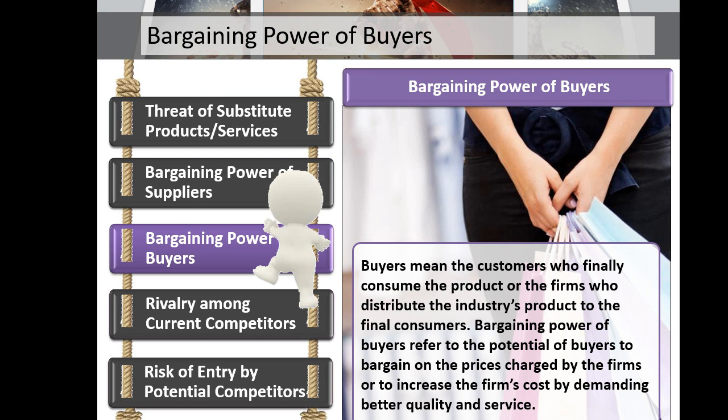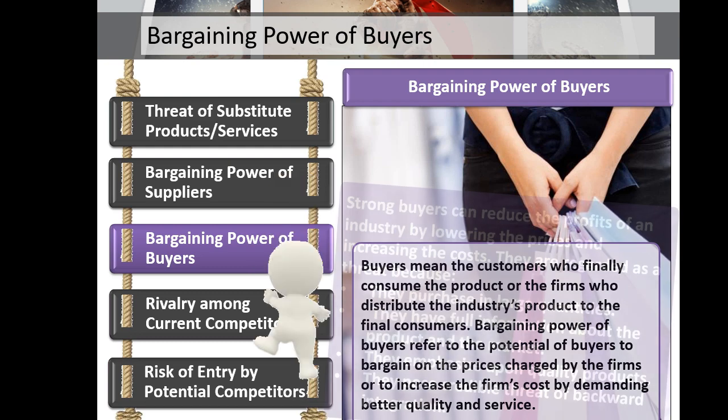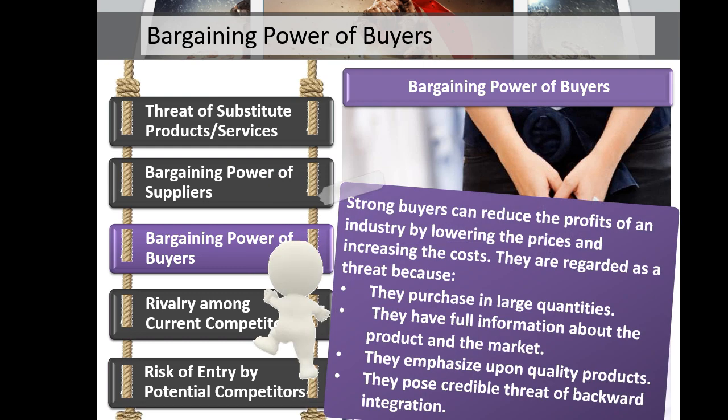Bargaining power of buyers. Buyers mean the customers who finally consume the product or the services, or the firms who distribute the industry's products to the final consumers. Bargaining power of buyers refers to the potential of the buyer to bargain on the price charged by the firms, or increase the firm's costs by demanding better quality. Strong buyers can reduce the profit of an industry by lowering their price and increasing the cost, and they are regarded as a threat because they purchase in large quantity.